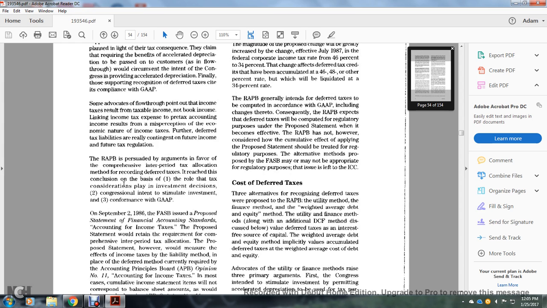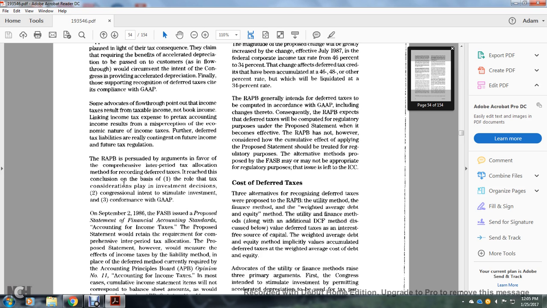Advocates of flow-through argue that income tax should follow the net book income, linking the tax expense with the pre-tax accounting income, and that it is a representation of the economic nature of income tax. Further, deferred tax liability is really contingent on future income and future tax regulation.